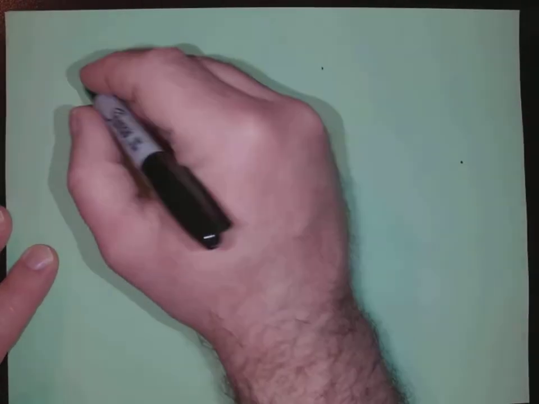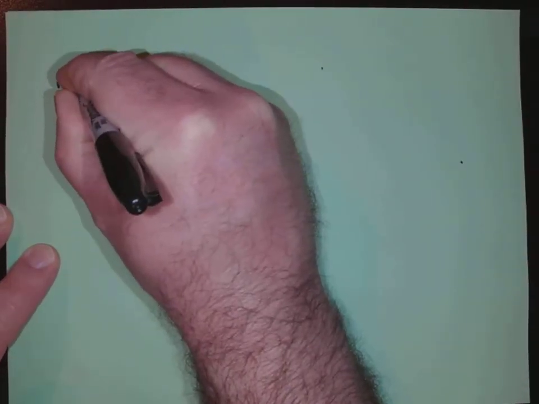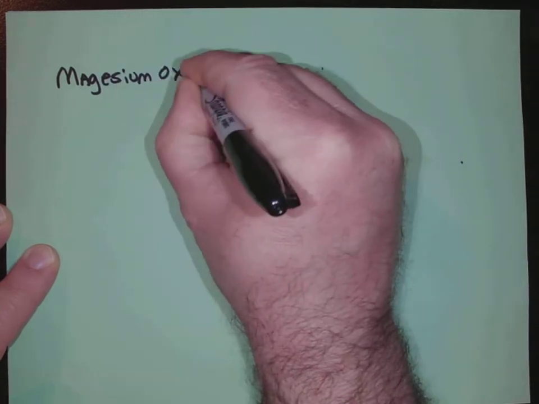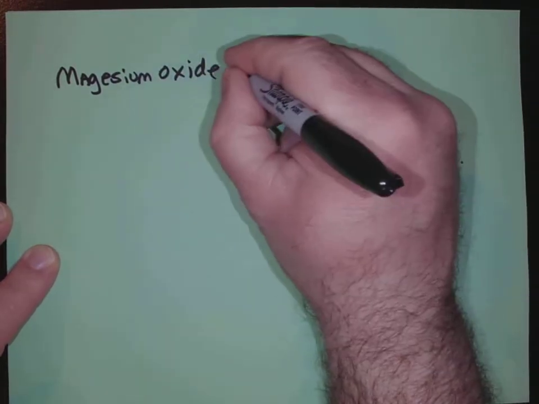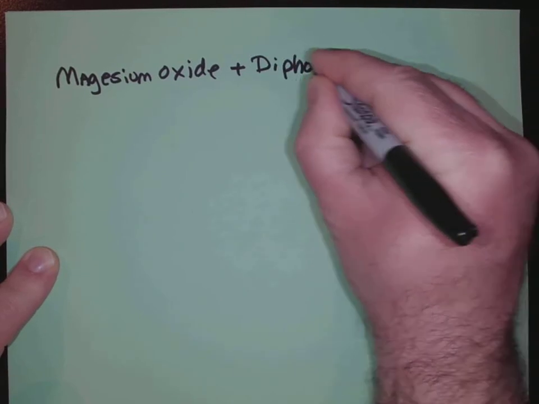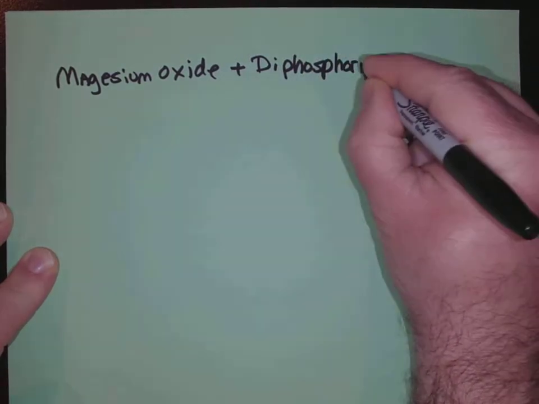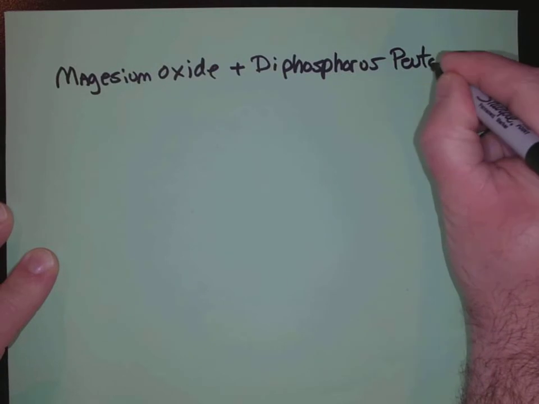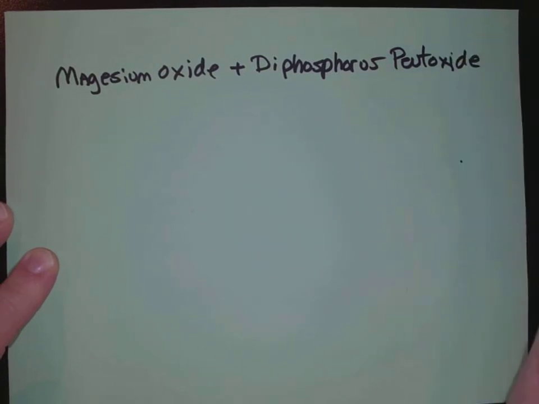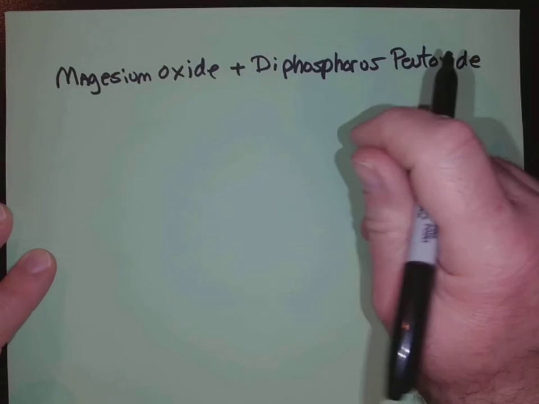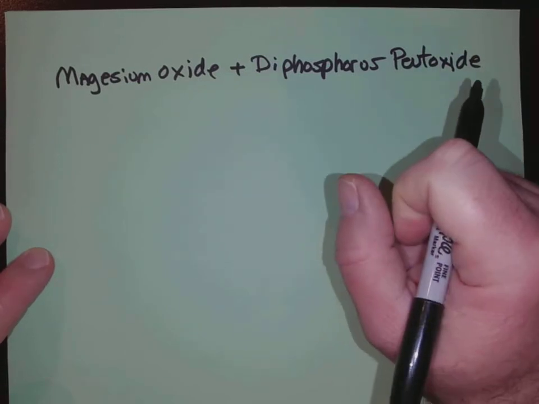So the next one, we're going to have magnesium oxide and diphosphorus pentoxide. Okay, so these are my two reactants. So again, pause the video, see if you can at least write the reactants out.